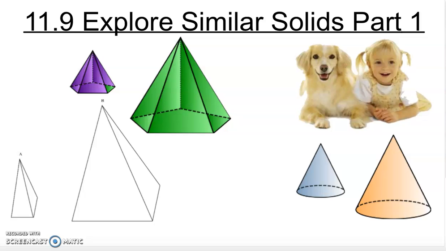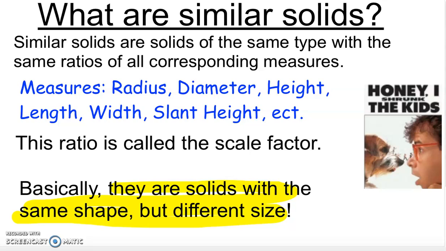This is the first of a two-part presentation on exploring solid similarity. So these are solids that are similar to each other. So what are similar solids? Similar solids are solids that have the same shape, but they have different sizes.